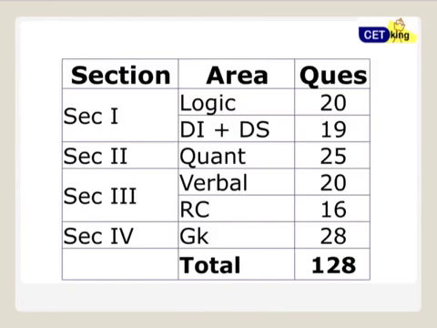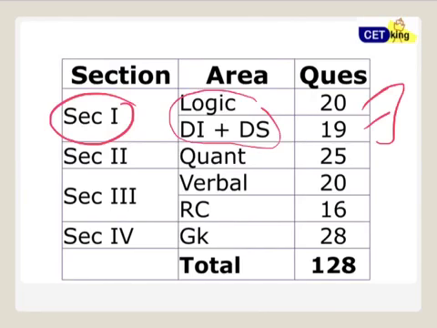Alright, so these are the 4 sections of the exam. Section number 1 will contain logic and DI. 20 questions on logic, 19 questions on DI, so 39 questions in this section. Section 2 is Quant, 25 questions. Section 3 is verbal and RC combined, so 20 and 16 questions.